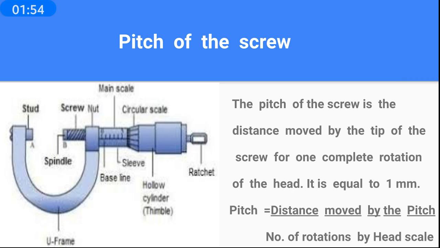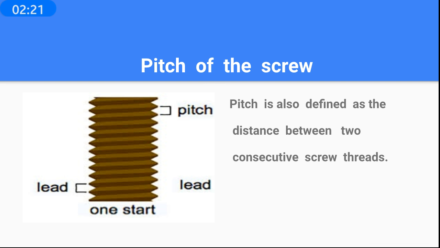So what is the pitch of the screw formula? Distance moved by the screw divided by the number of rotations of the head scale. Clear? So that is the pitch of the screw. Clear for you all? And what will be that value always? It will always be 1 millimeter. The pitch of the screw will always be 1 millimeter.